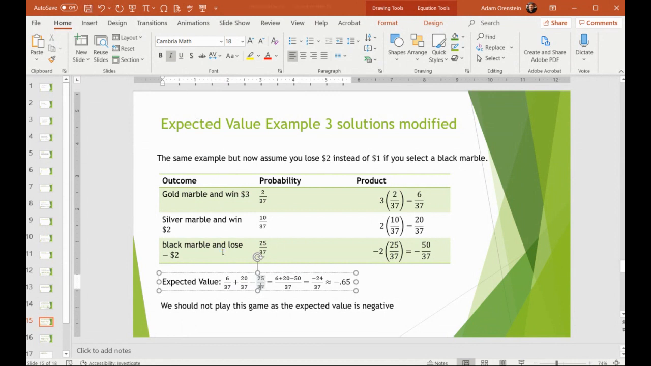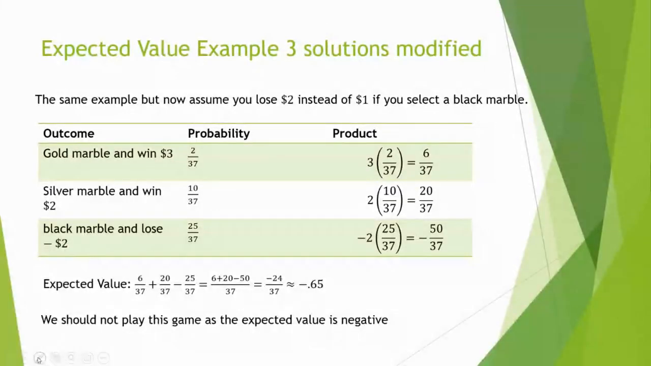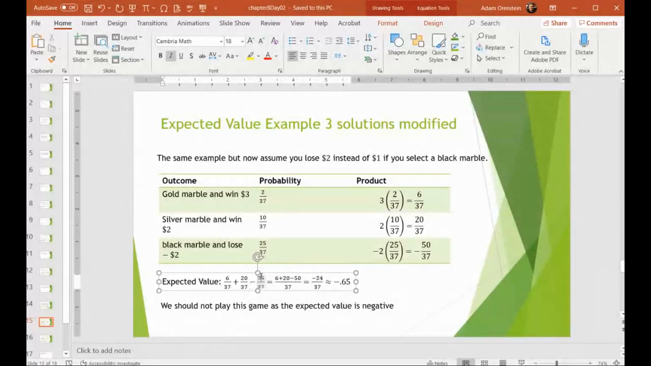The only difference now is that if you choose a black marble, right, you're not going to lose just $1. You're going to lose $2. So that product is going to be different. The other products are the same. Okay? So here we have negative 50 over 37. So just like before, what we're going to do is, that should be 50. Oh my gosh.